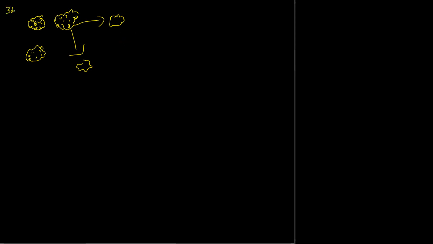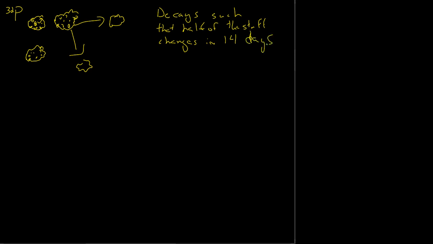And so phosphorus-32 decays such that half of the stuff changes in 14 days. And so in populations, we talked about doubling times. In decays, we tend to talk about half-lives. We tend to talk about how long it takes for half of the stuff to go away.